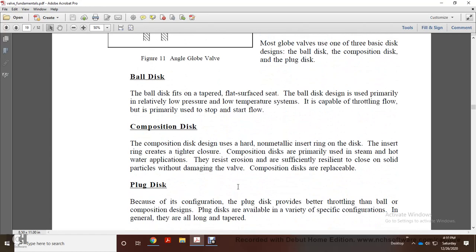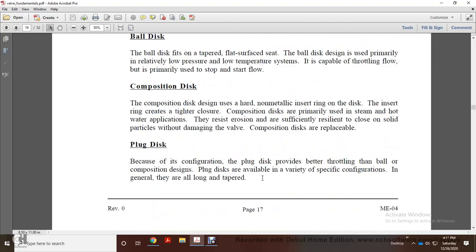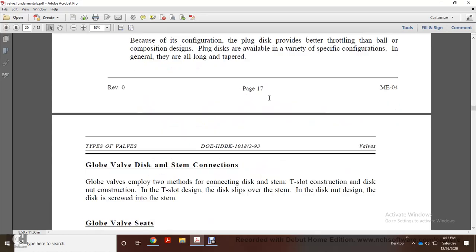The composition disc is designed with a hard non-metallic insert ring on the disc. The insert ring creates a tighter closure. Composition discs are primarily used in steam and hot water applications. They are erosion resistant and sufficiently resilient to close on solid particles without damaging the valve. Composition discs are replaceable. Or your plug disc. Because of its configuration, the plug disc provides a better throttle than the ball or composition design. Plug discs are available in a variety of simple configurations. In general, they are long and tapered.